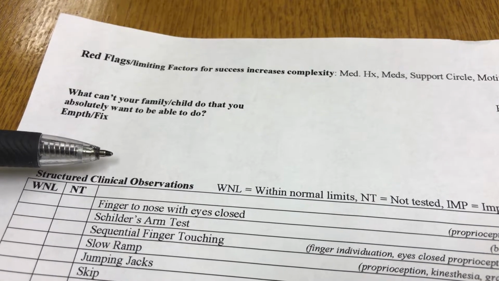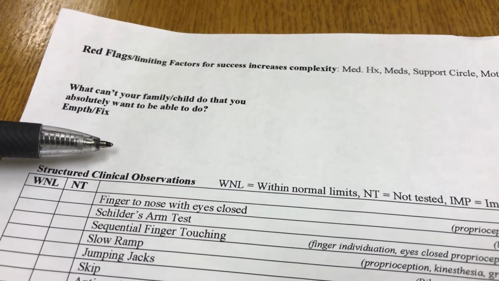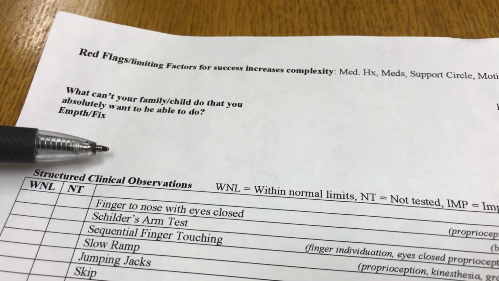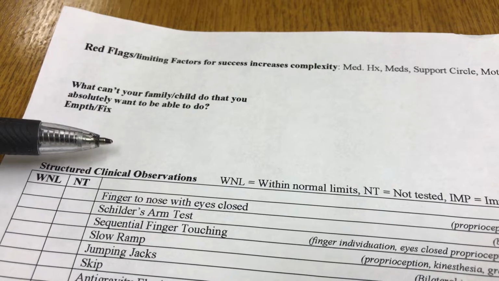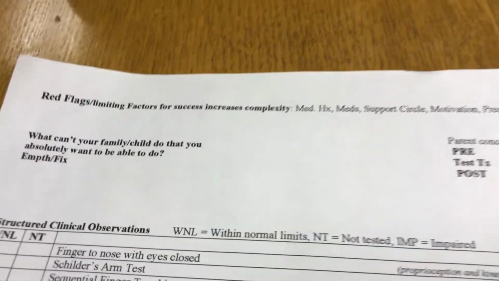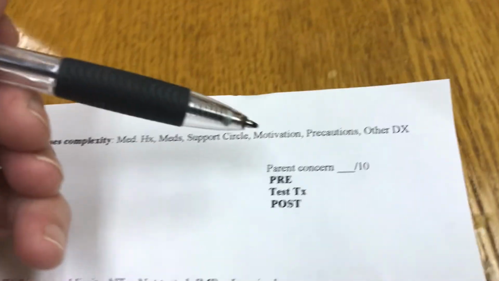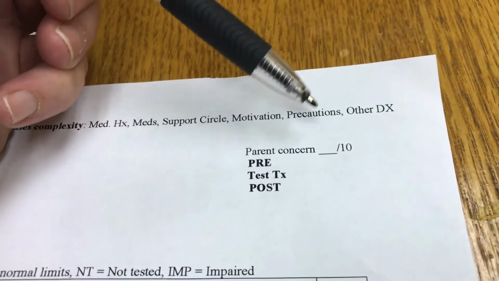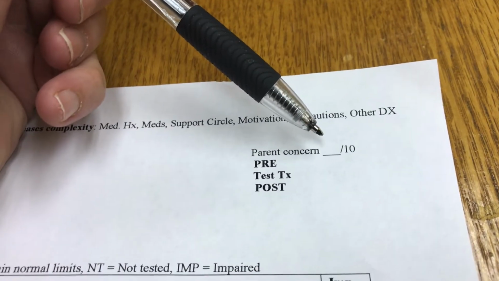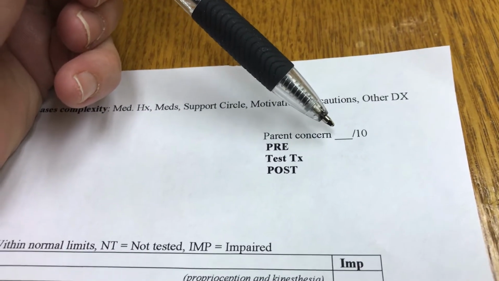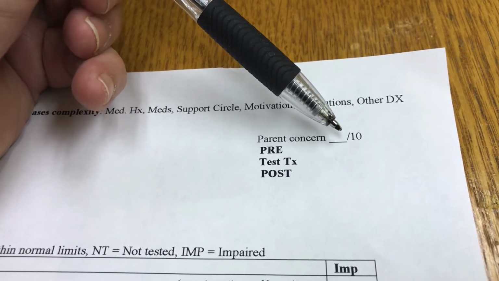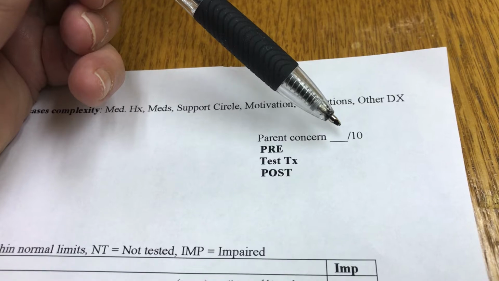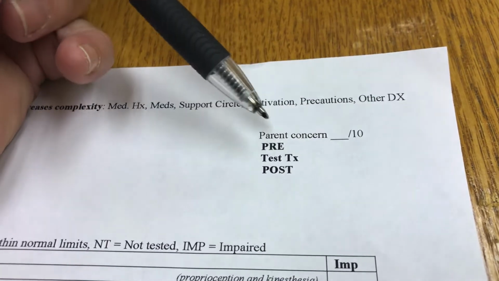So I have the primary functional impairment, the highest priority couple goals, and then I have all the other ones that come off that sheet. And then here, we do a parent concern level at the beginning and at discharge. A lot of times they'll have an 8, 9, 10, or 10 out of 10 concern level at the beginning, and usually it's like a 2 or 3 by the end of discharge.